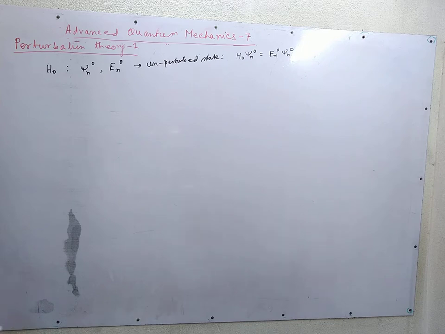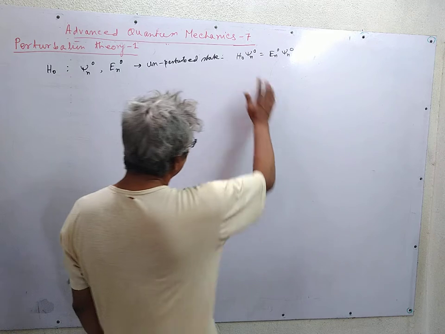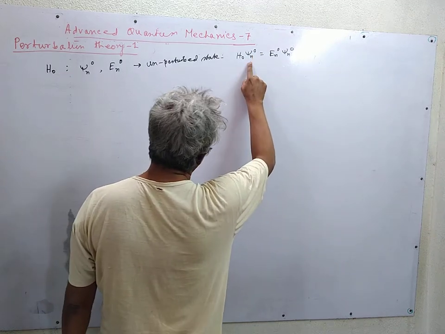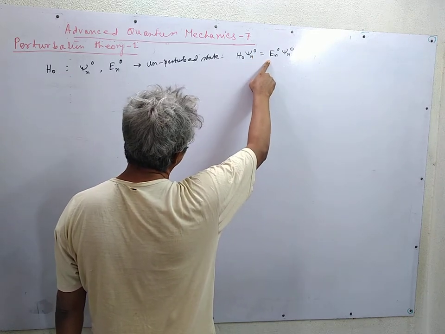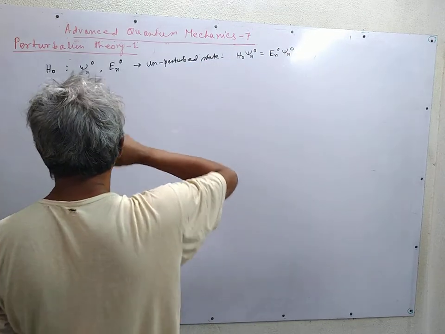This system could be a system of the helium atom. H0 may be the Hamiltonian of the helium atom, and psi n0 is the wave function of the helium atom in the absence of any external disturbance. In that case, the problem is not exactly solvable, that is not an analytically solvable problem, yet we assume that we know the wave function and the corresponding energy with sufficient accuracy.